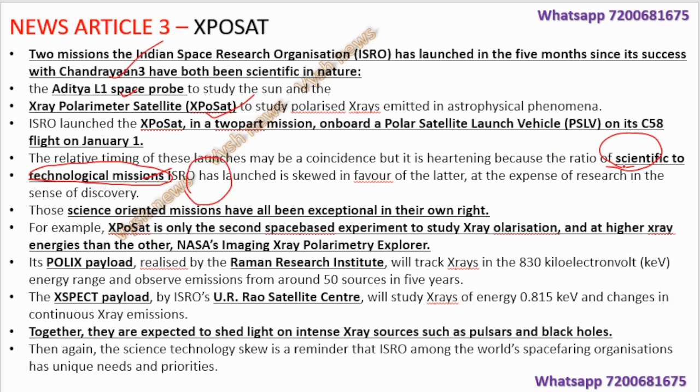But scientific means you already know, many people have already gone there, like going to the moon, going to the sun and all, you've already gone. So that will be a scientific mission. So there's no clear differentiation between the both, but you should know the basic word meaning.